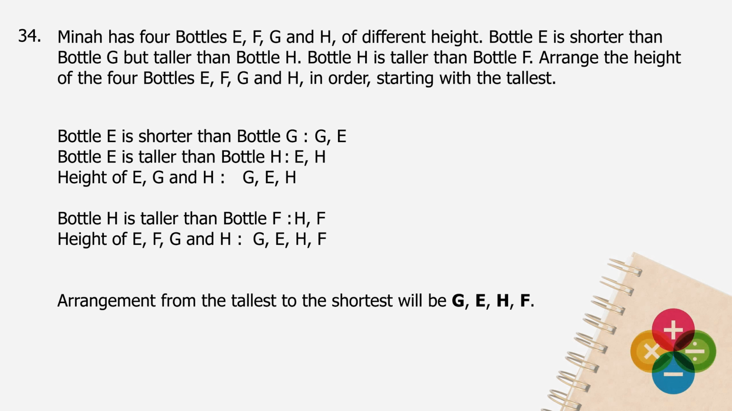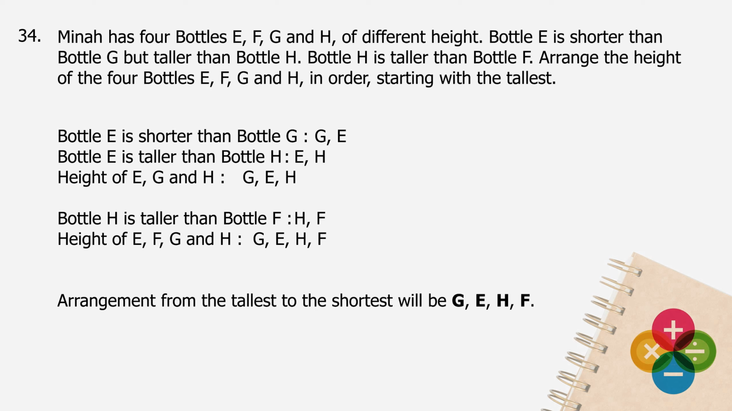Bottle E is shorter than bottle G, and the arrangement will be G, followed by E. Bottle E is taller than bottle H, and the arrangement will be E followed by H. The arrangement of E, G, and H will be G followed by E, and then followed by H.